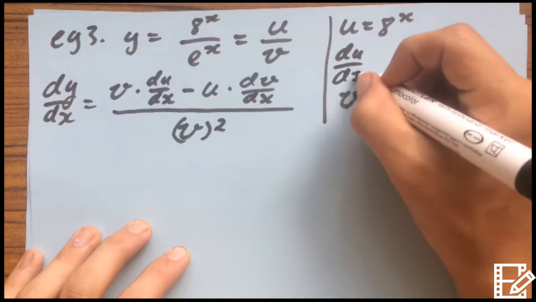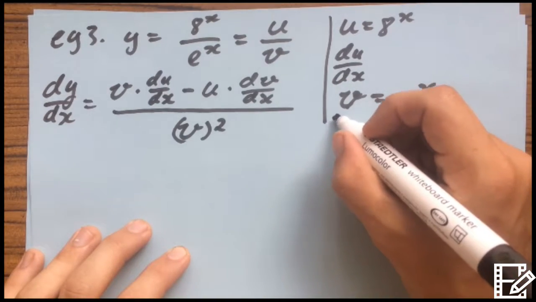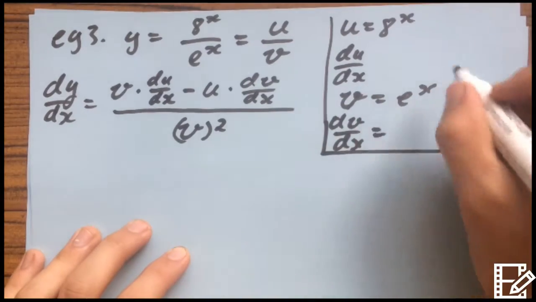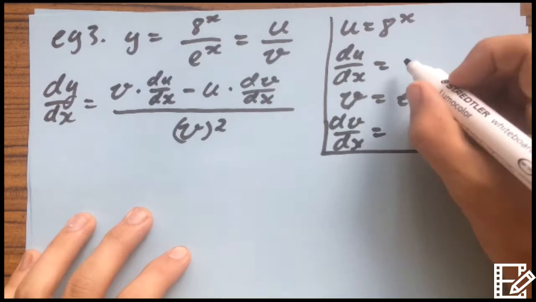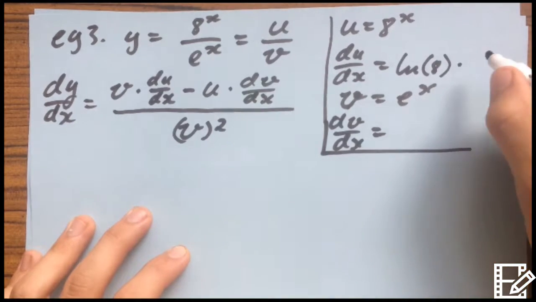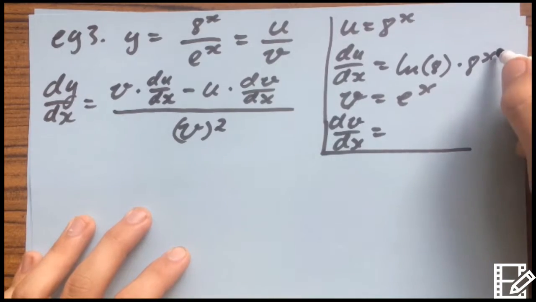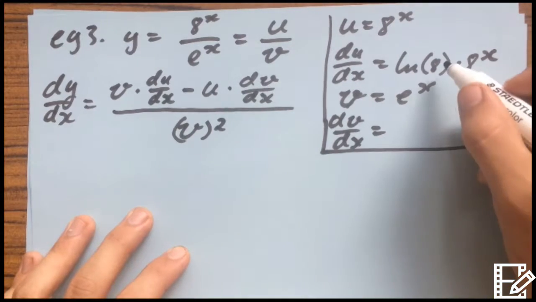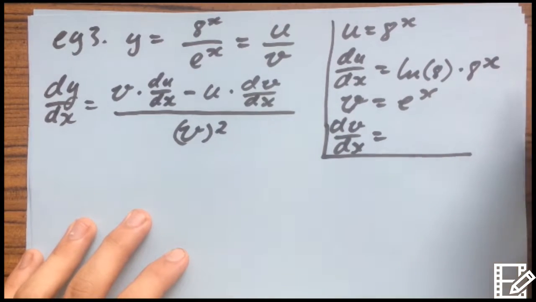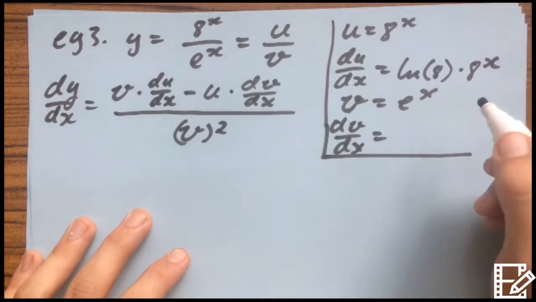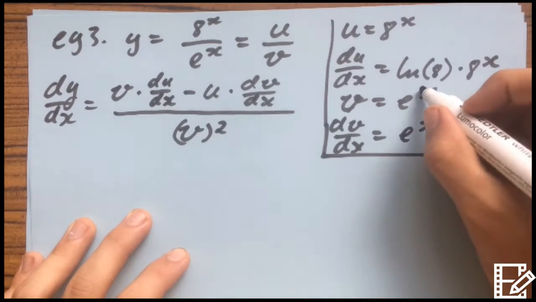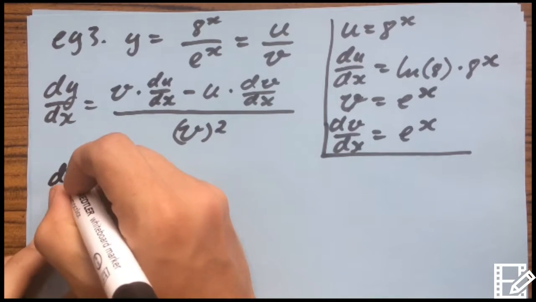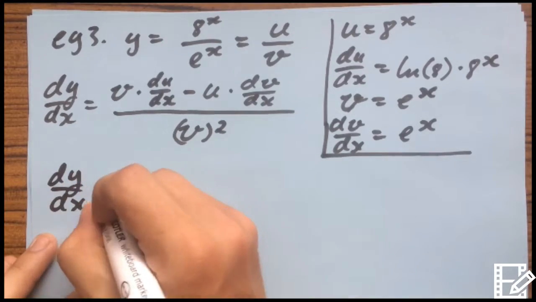In order to complete that, we need the derivative of u, and we need the derivative of v. The derivative of 8 to the power of x is ln of 8 multiplied by 8 to the power of x, just like before. Number to the power of x, when you derive that, equals ln of that number multiplied by that number to the power of x. When you derive e to the power of x, that's just e to the power of x. I won't go into detail on that. I have a video on that, but I won't go into detail on it here.